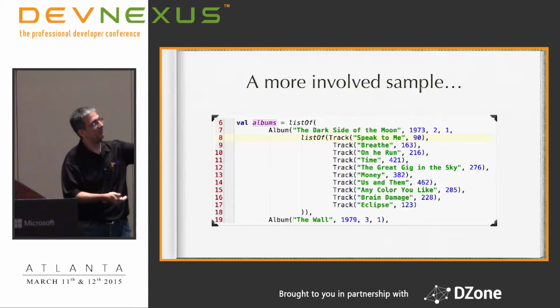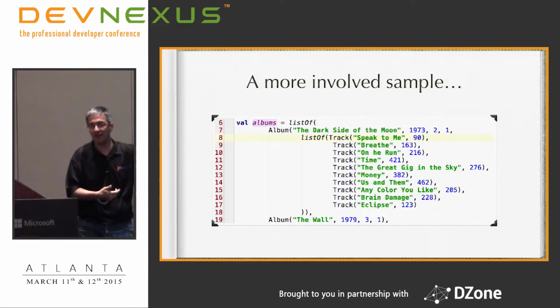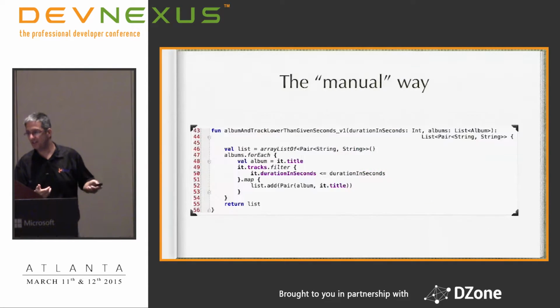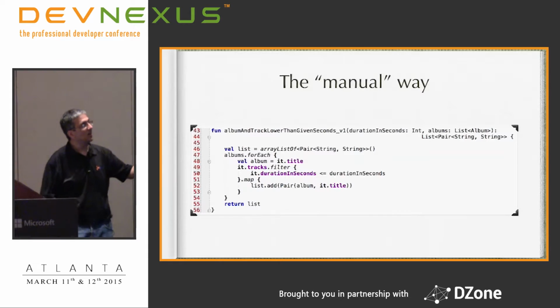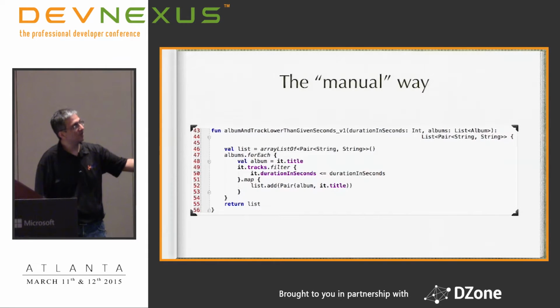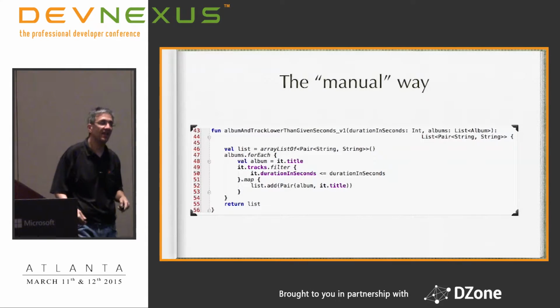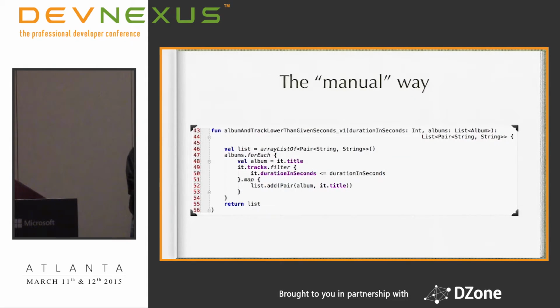So of course you can take this a little bit more involved. Like here, for instance, I have albums, and then for each of these I have tracks on that album. And what I want to do in this case is get the album and the track lower than a given number of seconds. So again, I do a list, I do a for each, I then get the actual album. For that album, I look at the tracks, I filter them, and then I map that to another list, and then finally I return that list. The problem here that I'm having is I don't have a list of elements.